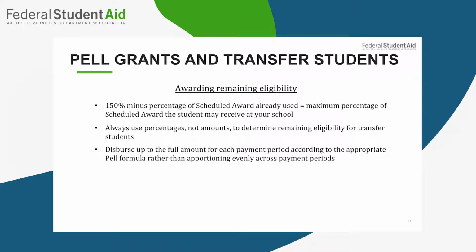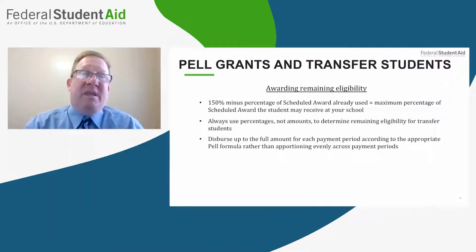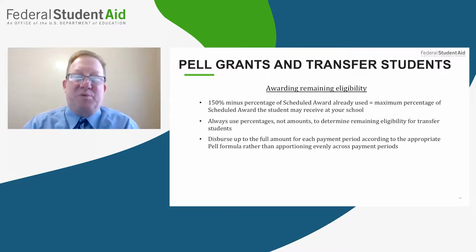Once we have that calculated, we're going to disperse up to the full amount for each payment period according to the appropriate Pell Grant formula, rather than apportioning these evenly across payment periods. That means this: if we see a student has $2,000 left based on their Pell Grant after the percentages are calculated, and if they're eligible for $2,000 for this new payment period, we're going to disperse that $2,000. We're not going to proportion it over the upcoming spring and the upcoming summer to give them $1,000 and $1,000. We're going to disperse the Pell just like the Pell Grant formula specifies in that amount. And then once the student hits the 150% limit, then that's it for that award year.